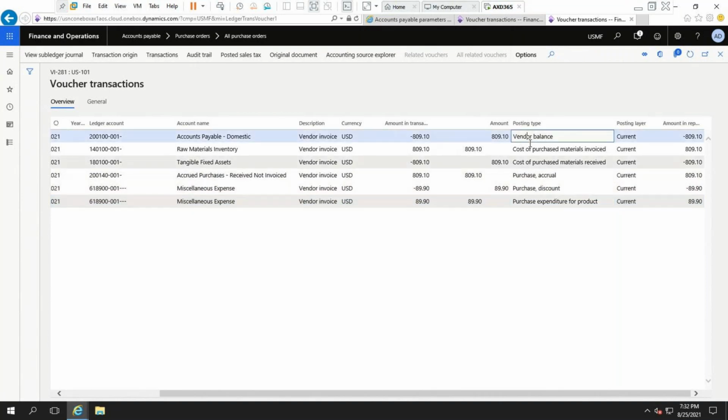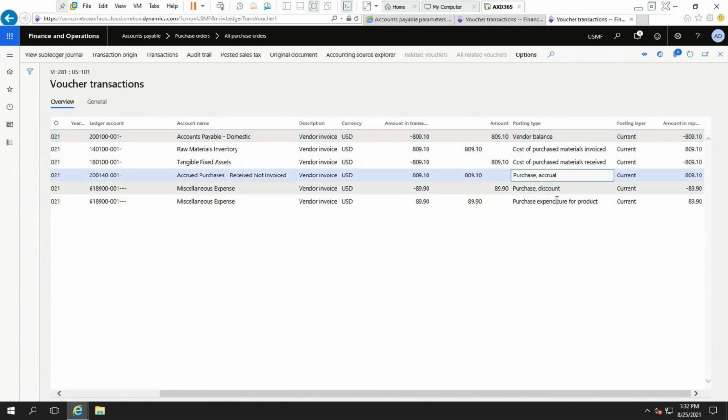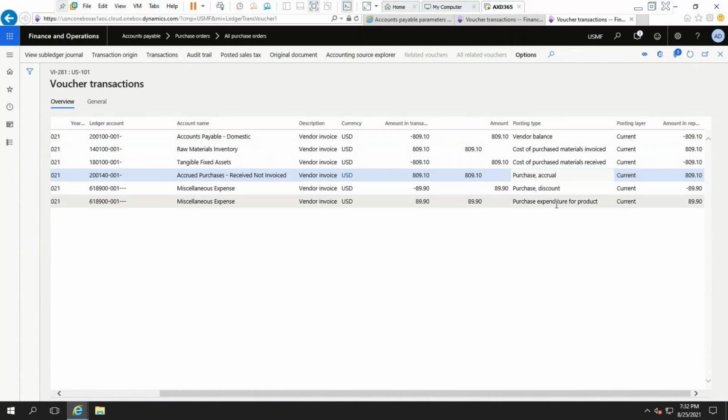Invoice, vendor invoice accounts, and this received and accrual account are reversal entries from the product receipt, and the discount account was posted. Normally, if discount does not exist, it will only post to purchase expenditure for product. That's it. But now discount is there, so that is the reason the discount account is coming. And taxes are not activated here, so that's why the amount is there.